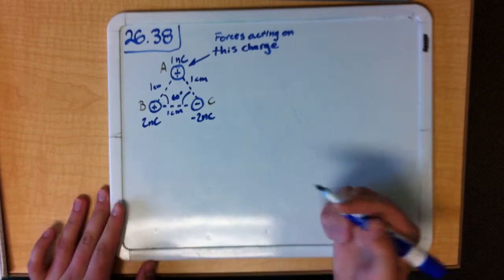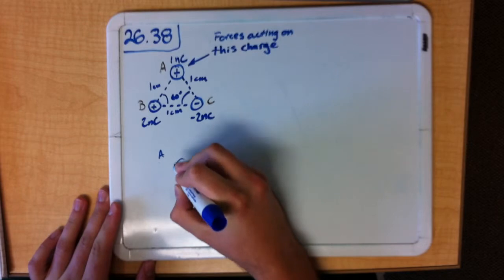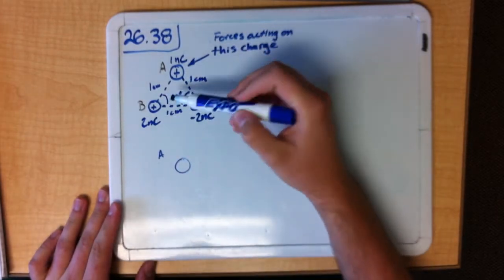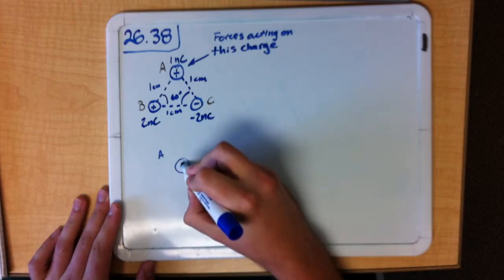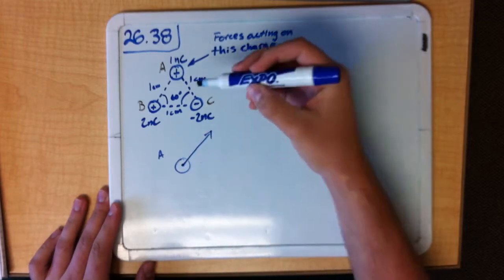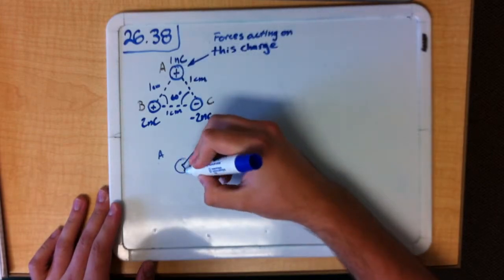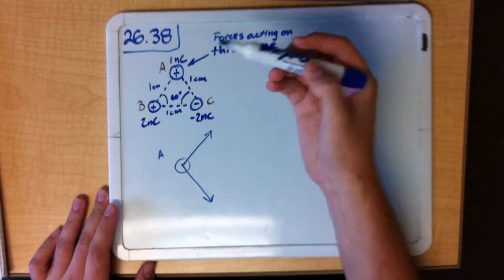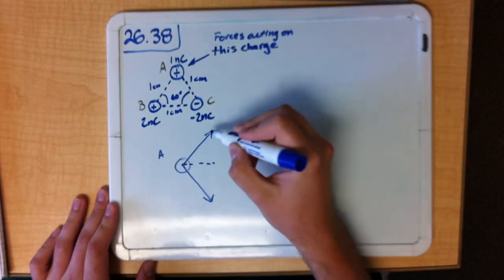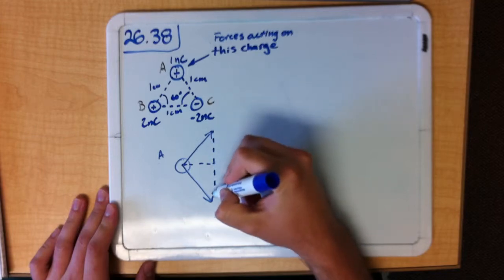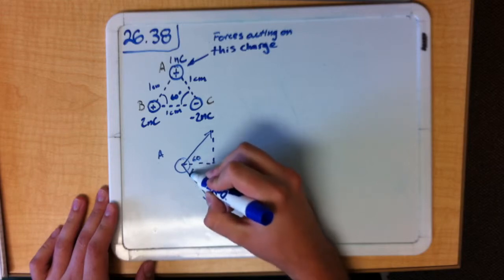So first off, I'd like to start out with a free body diagram. So here is A, and since it's 60 degrees and these two are positive, the force is going to be pushing away, like so. And then since this is a negative and positive, this is going to be attracted to that, so it's also going down that way. As you can see, both of these angles are 60 degrees, so you can draw out a little triangle right here. And these angles are also going to be 60 degrees as well.